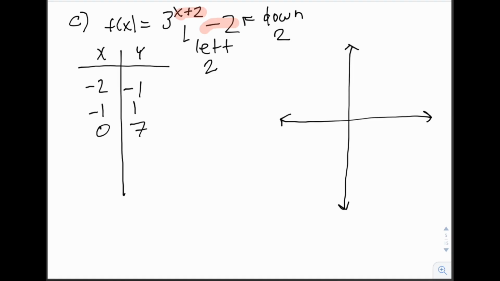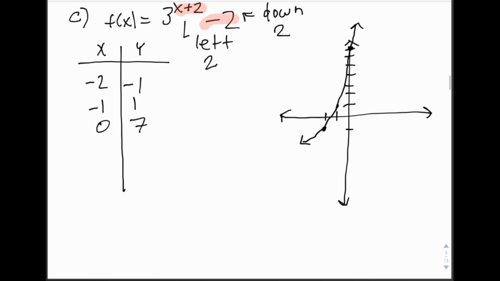So our first point here is at 0 and then positive 7. So 1, 2, 3, 4, 5, 6, 7. We have a point right there. Then we have a point at negative 1, 1. And last we have a point at negative 2, negative 1. So connecting our dots here, we should get some sort of graph that looks like this. Okay, so this is what our graph looks like. And again, we shifted to the left 2, and then we shifted down 2 as well. So we should be good to go for part C here.